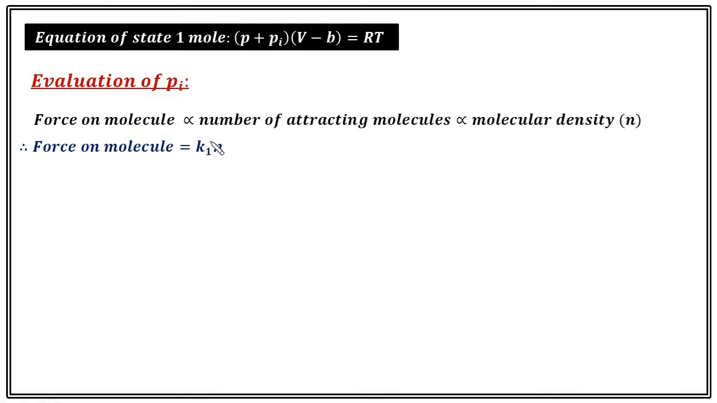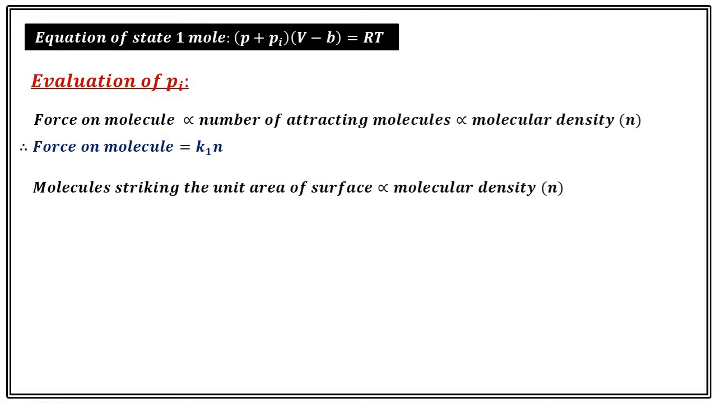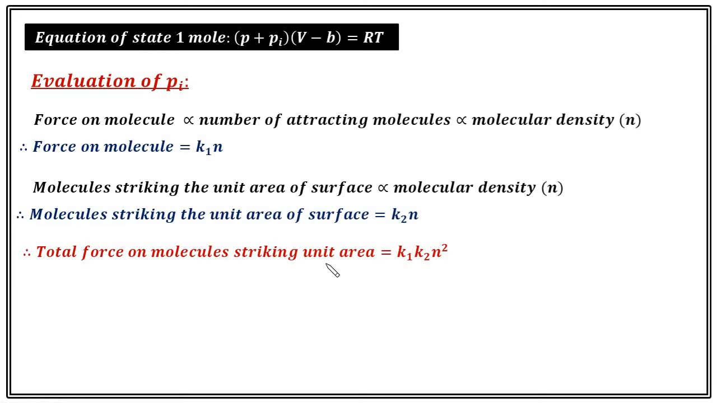Now we need to calculate the number of molecules striking the wall. The number of molecules striking a unit area of the surface should be proportional to the molecular density. The larger the number of molecules, the larger will be the number of striking molecules. Therefore, the number of molecules striking a unit area of surface is equal to K2 into n. K2 is another proportionality constant and n is the molecular density. Therefore, the total force on molecules striking unit area will be, we just need to combine these two.